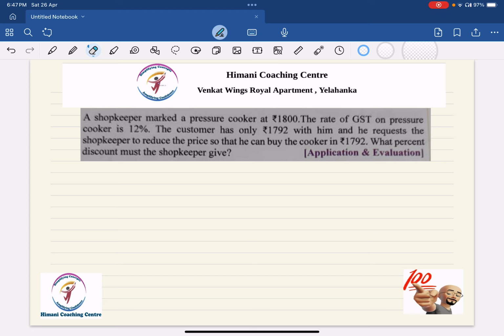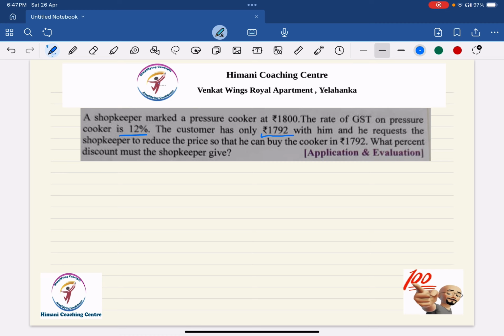Okay. So the question is, a shopkeeper marked the pressure cooker at 1800 rupees. Rate of GST on the pressure cooker is 12%. Customer has only 1792 with him and he requests the shopkeeper to reduce the price so that he can buy the cooker in 1792. What percent discount must the shopkeeper give?